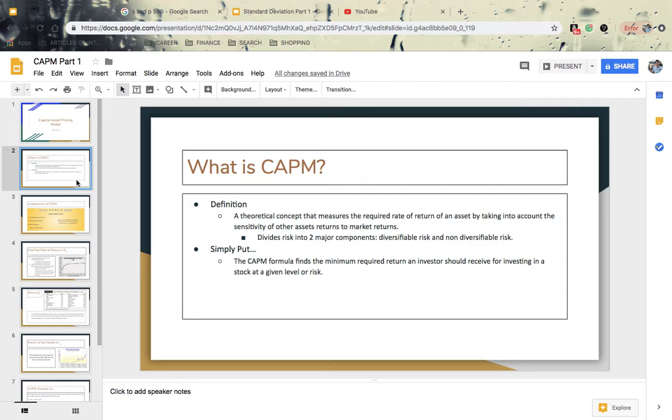Simply put, the CAPM formula finds the minimum required return an investor should receive for investing in a stock at a given level of risk. So let's say you were to invest in Apple stock or Google stock or Amazon stock. What this formula is going to spit out, once you do all the numbers, is a percentage, and that percentage is the minimum return that you should receive for investing in that asset. It takes into account the risk that you'll take on investing in that asset. So this is the minimum required return.